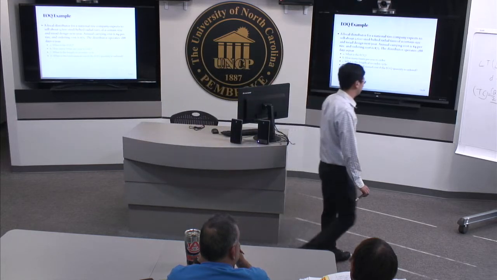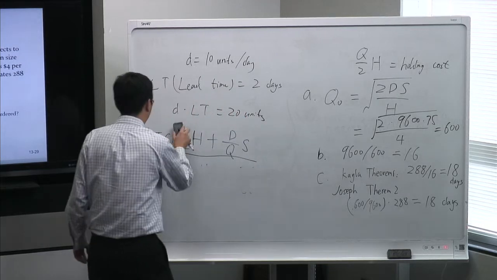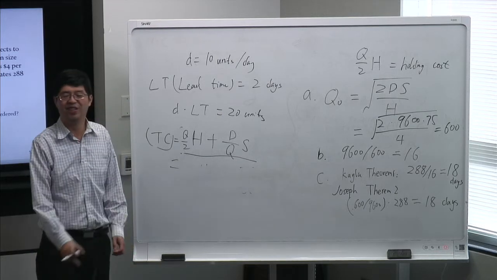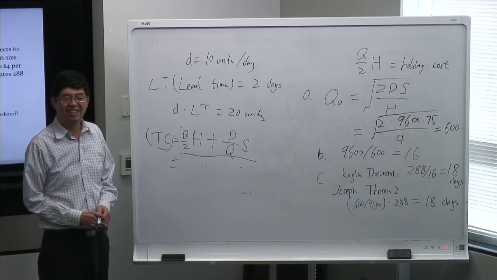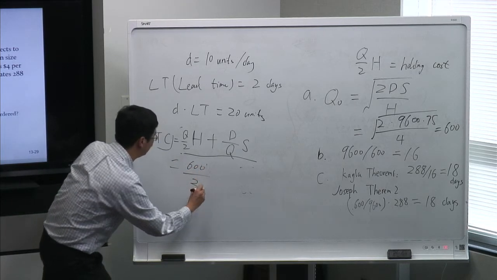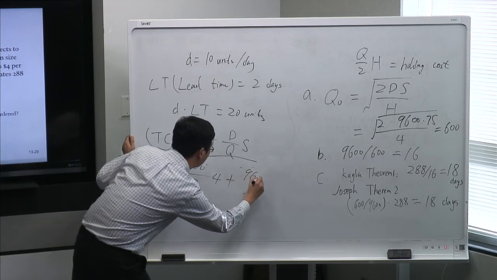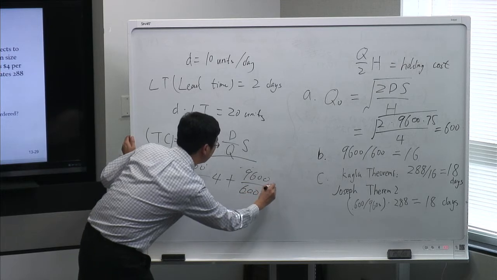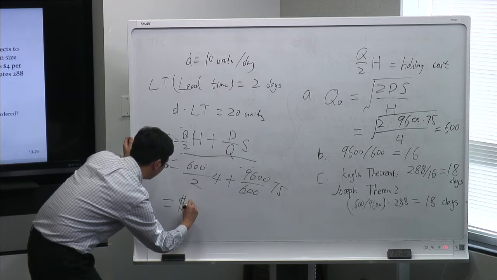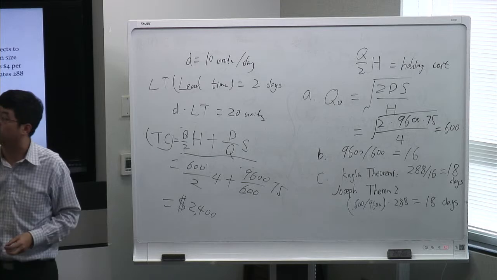Part D is pretty straightforward. Who wants to tell us how to get part D? Anybody? Total cost. So 600, the Q we get from part A, divided by 2 times 4, plus 9,600 divided by 600 times 75. What is your final result? 2,400. 2,400, right? Dollars. Okay, then we solve this problem.